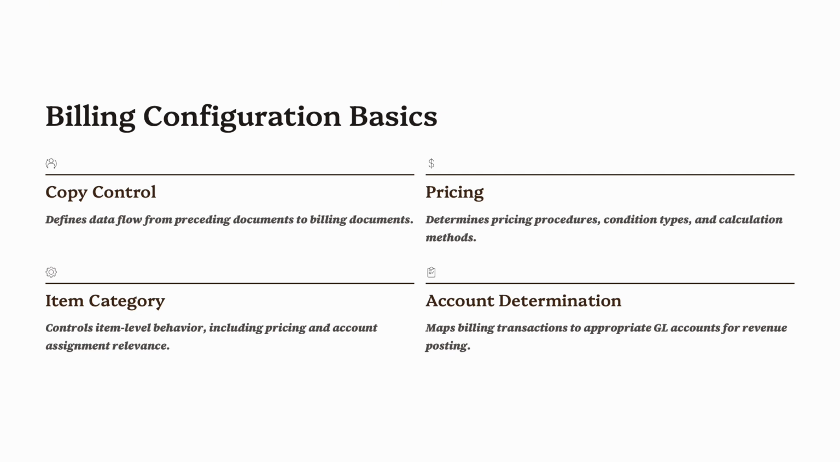Common billing issues you'll see in projects: billing split due to payer differences, incorrect pricing redetermination, account determination errors, missing revenue account, incorrect item category billing relevance, wrong copy control settings, rejection of credit and debit memo requests. You will handle these in every SAP SD support job.